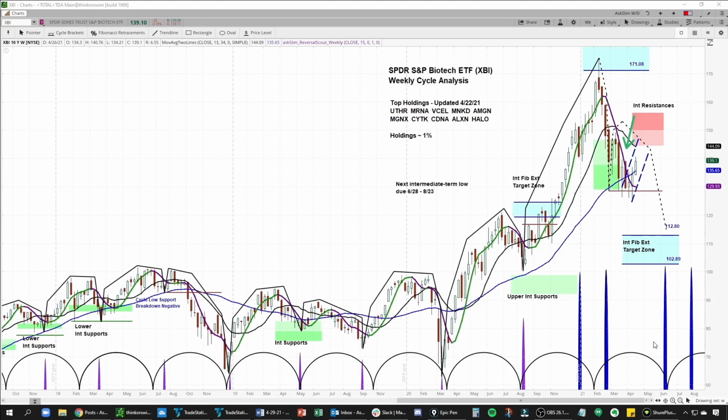The next key low is due 6/28 to 8/23. I think this chart is a very important chart to keep on your radar and in focus. We've seen this overall rotation out of growth and into value, and that is really manifesting here in this negative cycle pattern in the XBI. We have been favoring the short side in the XBI, and overall the last trade idea that we did has played out well. We will be monitoring this in the coming weeks for one more short side trade idea, so keep that on your radar as well.